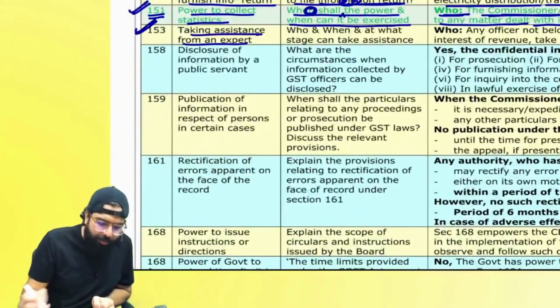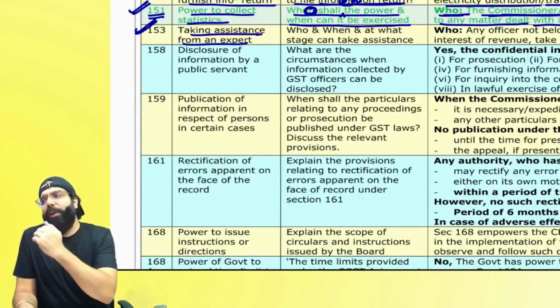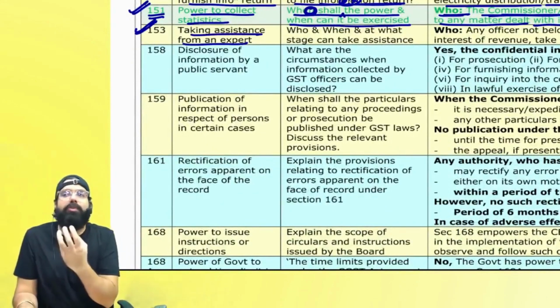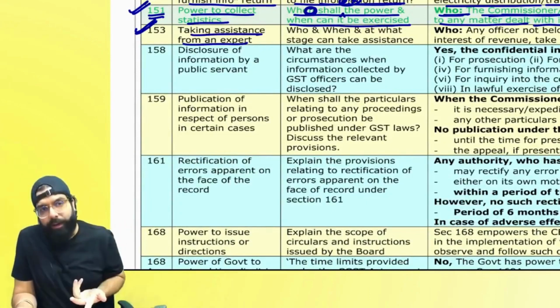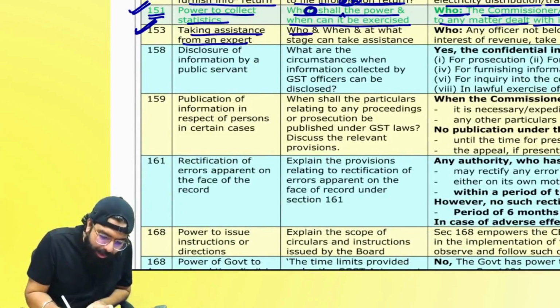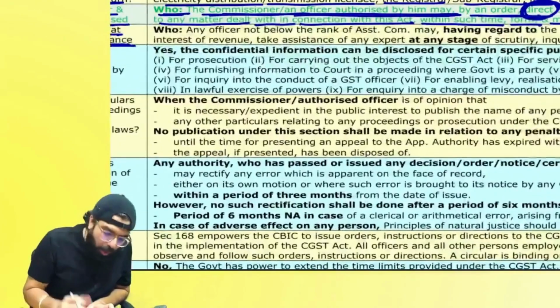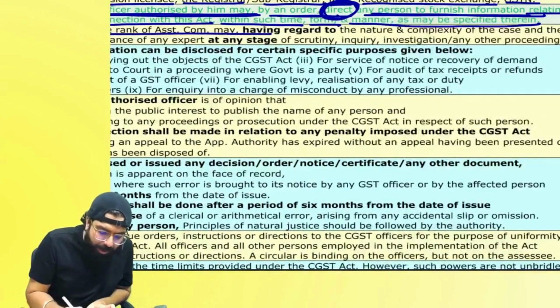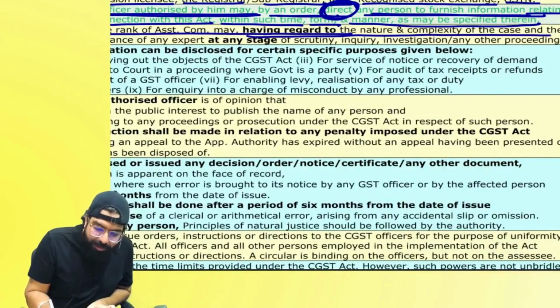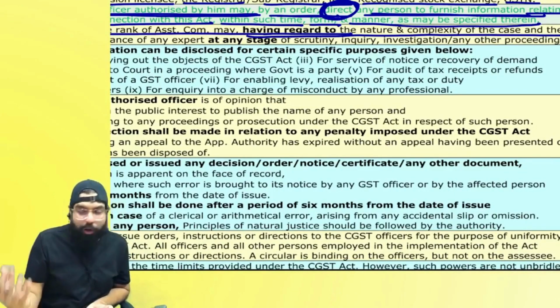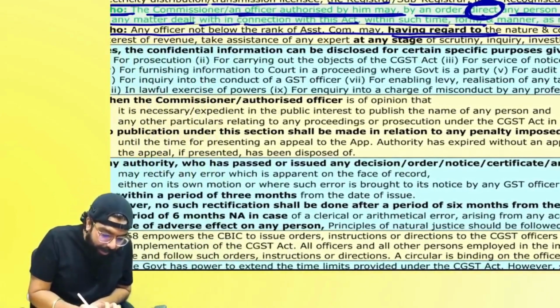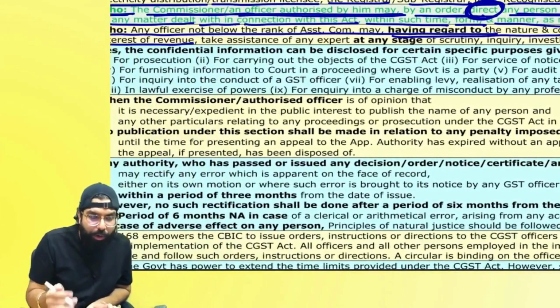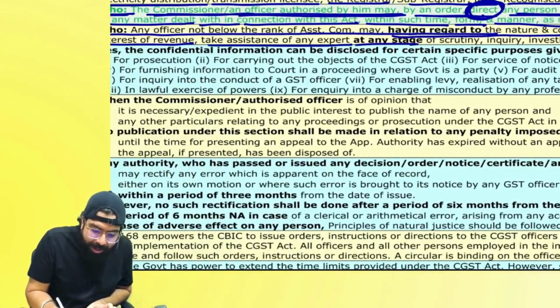Taking the assistance of an expert. If an officer comes for an investigation and wants to take the help of a chartered accountant, can he do that? They are telling who can take it, when, and at what stage. Any officer not below the rank of Assistant Commissioner, having regard to the nature and complexity of the case, and in the interest of the revenue, can take the assistance of any expert at any stage.